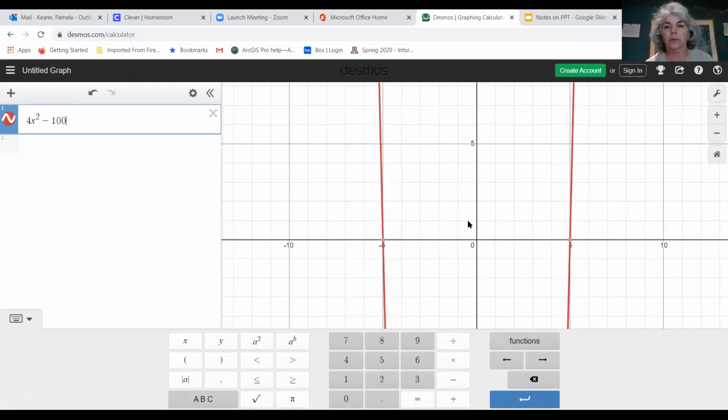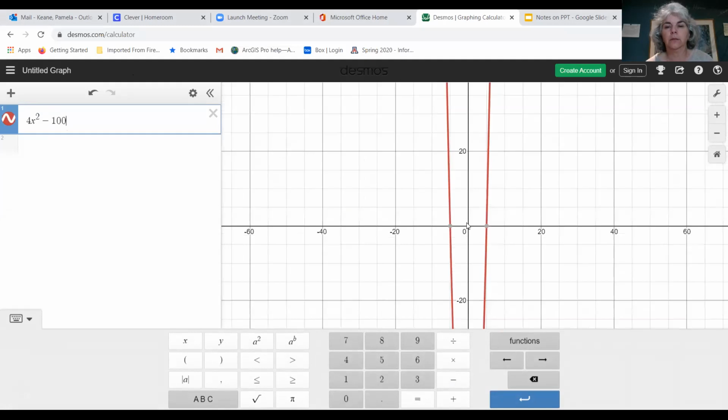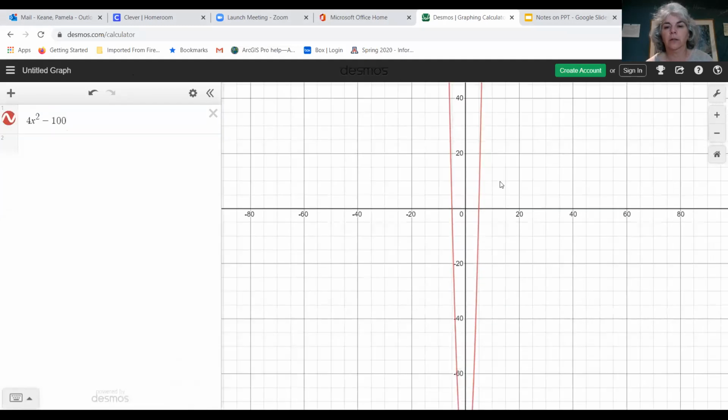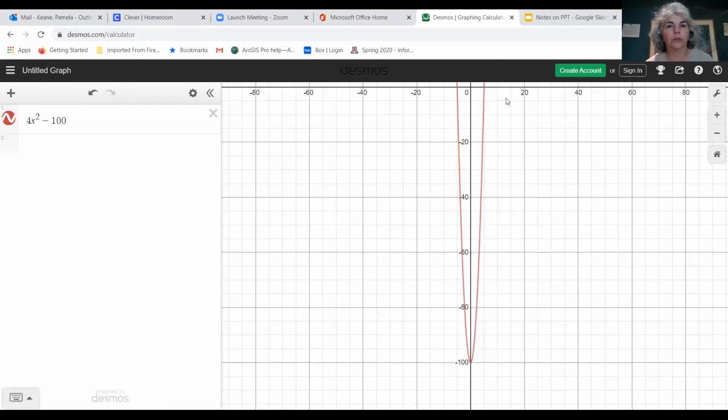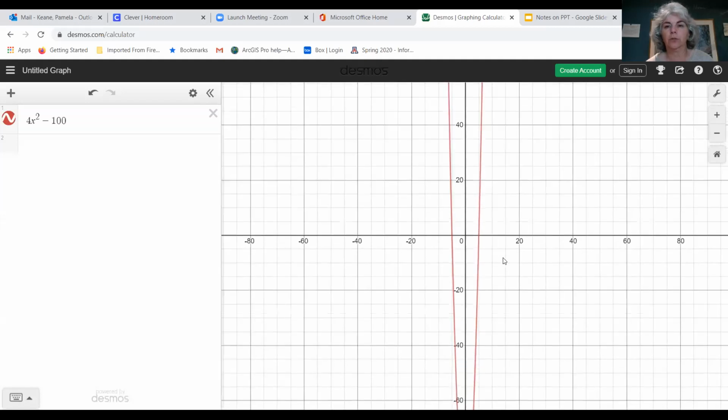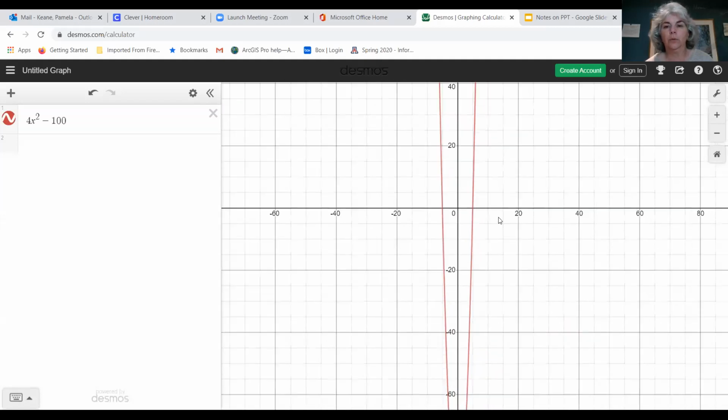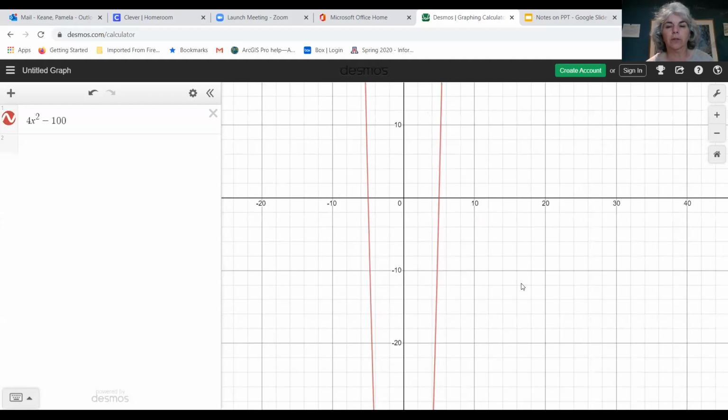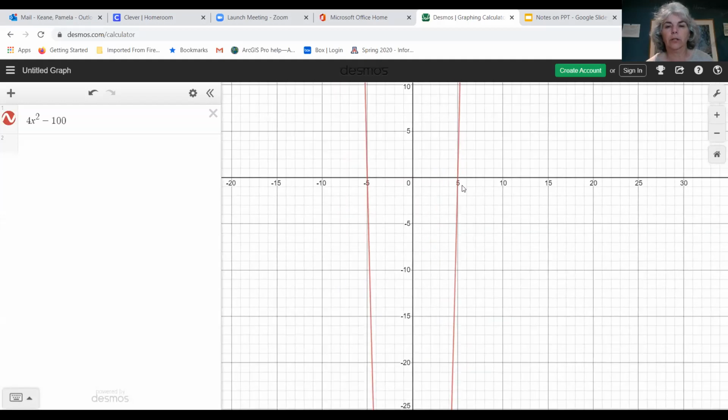If we zoom out, you can see the whole parabola. It's long and it kind of goes all the way down to negative 100 because that's the y-intercept. That's where the vertex is. But what we want to focus on when we're solving graphically, if you remember, is where it crosses the x-axis. And you can see right here it crosses at negative 5 and positive 5, just like we saw in example number 1.